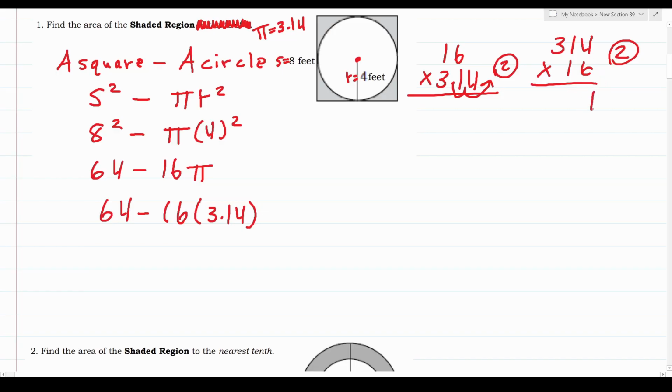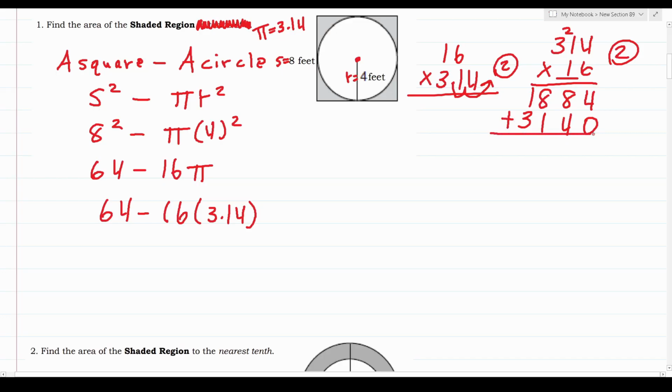4 times 6 is 24, carry a 2. 6 times 1 is 6, plus 2 is 8. 6 times 3 is 18. Before we start multiplication with this 1, we have to bring in a 0 placeholder. 1 times 4 is 4. 1 times 1 is 1. 1 times 3 is 3.